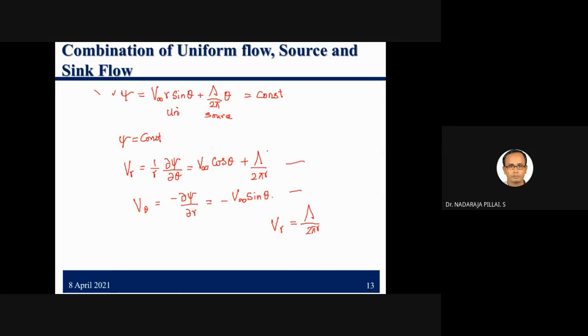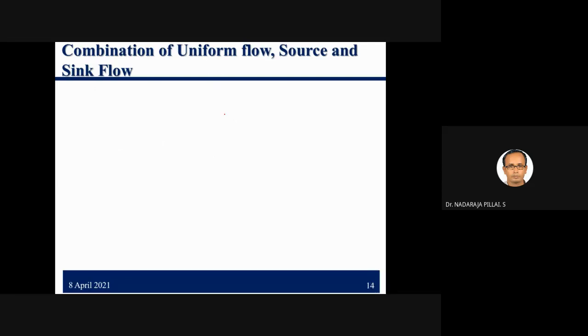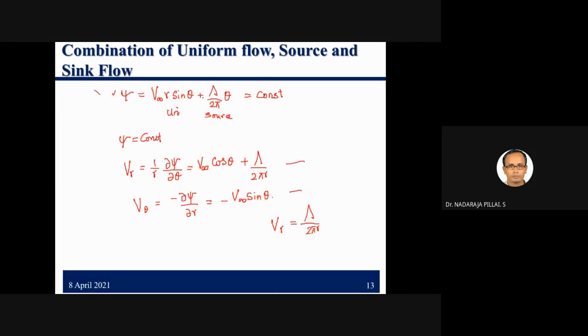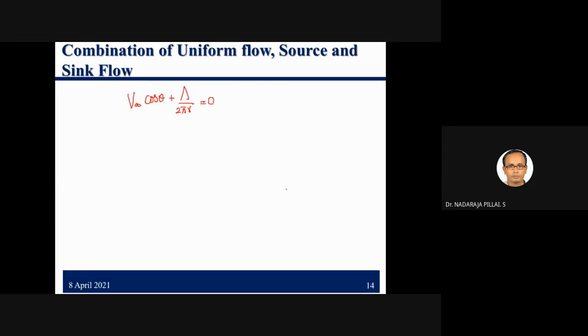In the stagnation point, we have a velocity of 0. So we can write V infinity cos theta plus lambda by 2 pi r is equal to 0, right? And similarly, minus V infinity sin theta, but we can write V infinity sin theta is equal to 0.